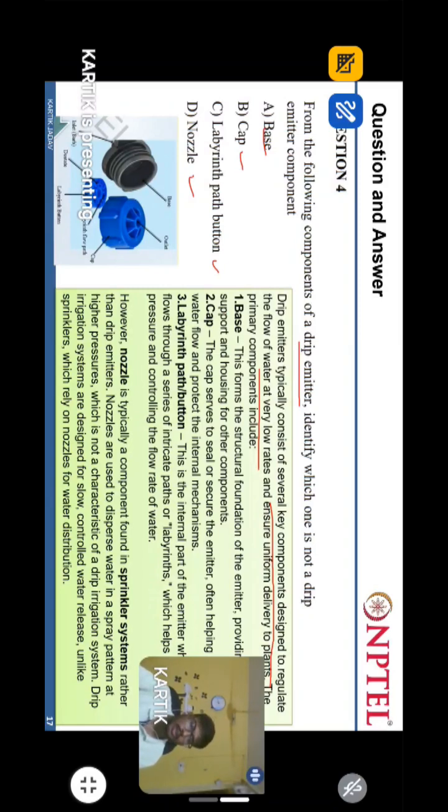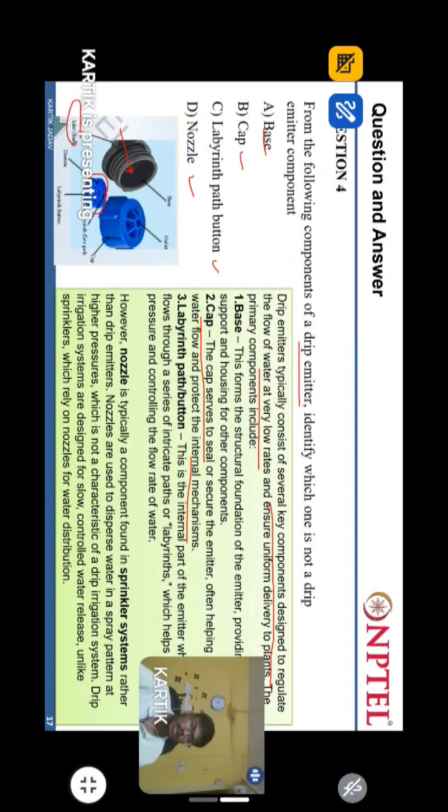The base component is generally the inlet, right? That is also known as the barb. While the cap is the outlet section that serves to seal and secure the emitter, often helping to control the water flow and protect the internal mechanism. While the Lambert button, we have seen in the previous slide also during the summary session, is the part that allows the zigzag water movement and dissipates the energy.